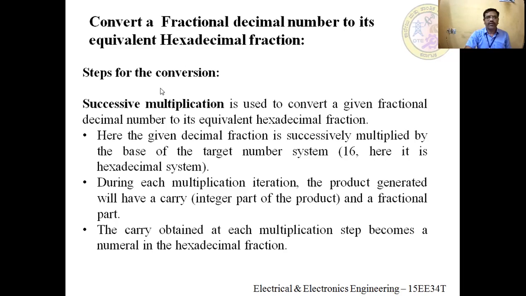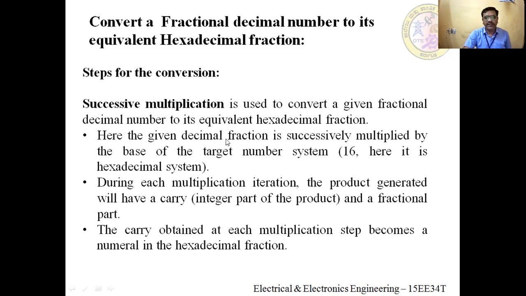So let me read out what is given here in this slide. Successive multiplication is used to convert a given fractional decimal number to its equivalent hexadecimal fraction. For this conversion, for fractional decimal conversion, we have to apply the successive multiplication method, multiplying by the required base. So what is the required base? The required base is the hexadecimal number system.